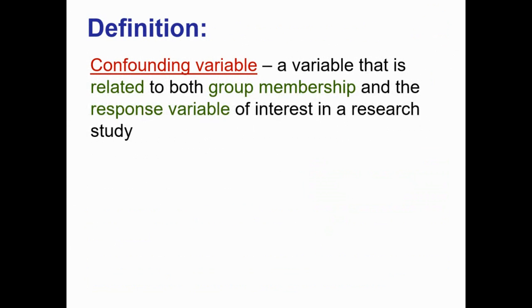So what are confounding variables? They're a variable that's related to both group membership and the response variable in a research study. So if it impacts the group membership and the response variable, then it's a confounding variable.